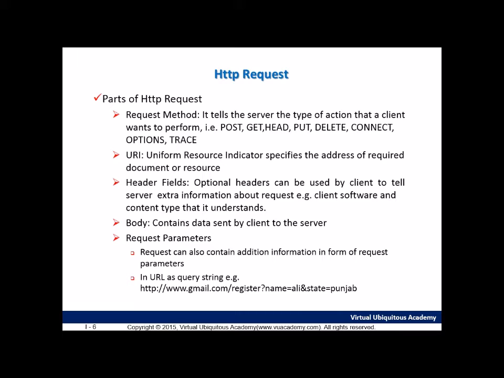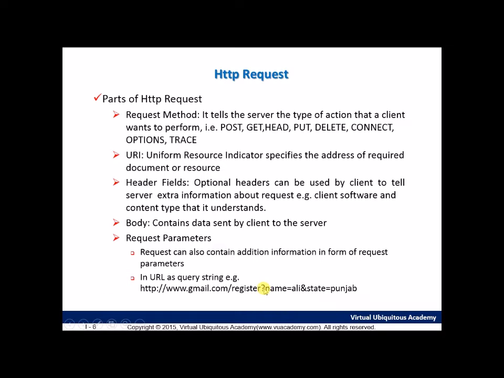Then there are some request parameters. So these parameters are like, see, there is gmail.com/register?name=Ali&state=Punjab. So this means that you are sending a URI to www.gmail.com/register, which is a resource, and you say that these are two parameters which you are sending. So these will be part of your request.